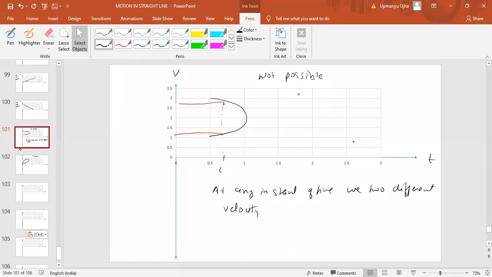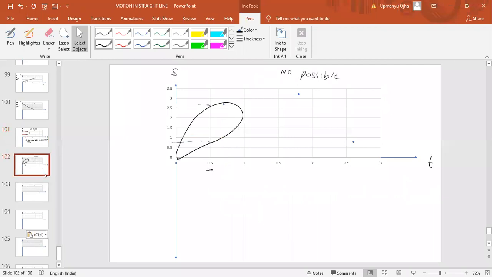Another reason can be that time cannot be decreased. You cannot decrease the time. You cannot revert back the time. That is also the reason. Okay, fine. Now, next graph.